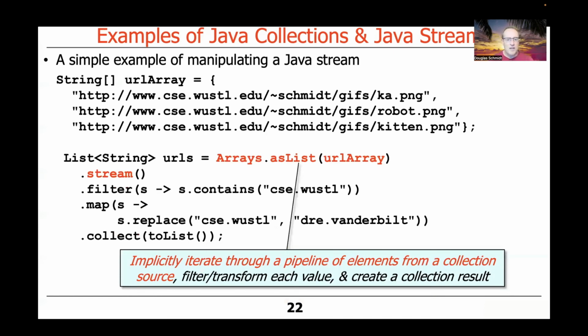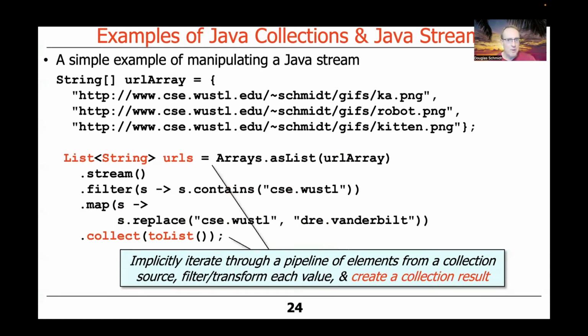So the first thing we do is we use the asList factory method on the Arrays Java utility class to convert the array into a list. And then we convert that into a stream. So now we have a stream. And then we go ahead and filter and transform each element, first by getting rid of things that don't include the CSE.WSTL substring. And then the next thing we do is we replace the CSE.WSTL substring with the DRE.Vanderbilt substring. And the final thing we do is we collect the stream values that have been replaced into a list, and we store that in our list of strings.